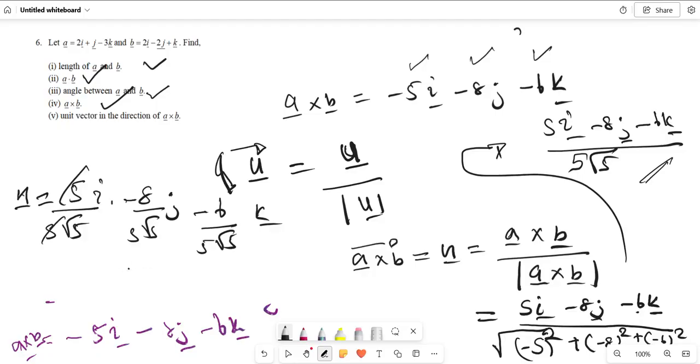But rather than going this way, you can keep the answer like this. This is very well okay. So I keep the answer like this way: minus 5i minus 8j minus 6k, all divided by 5 root 5. Okay, that is the end of this one. I think you understand this.